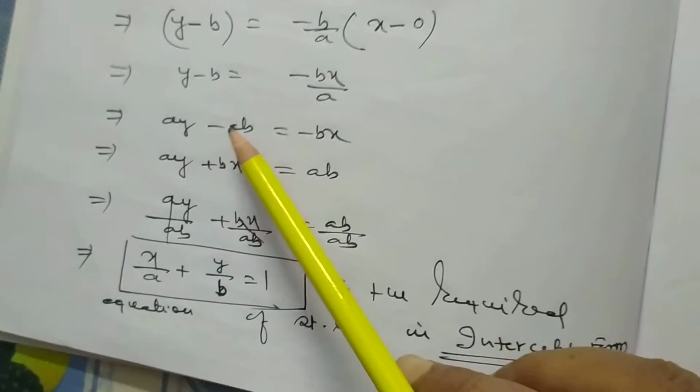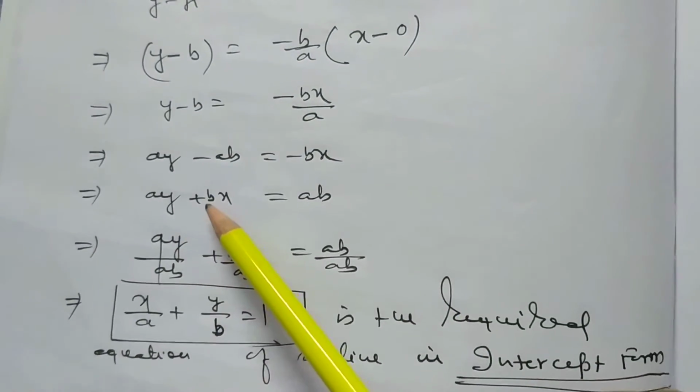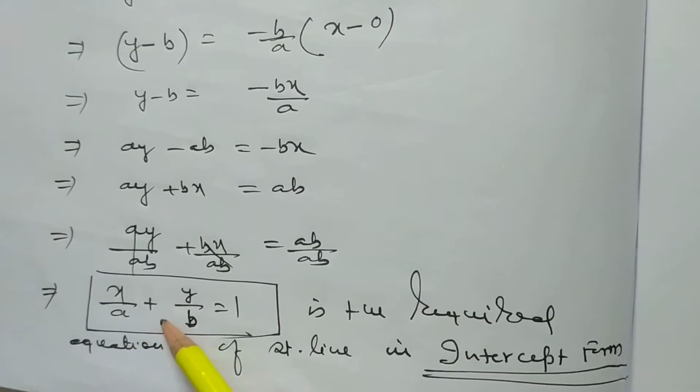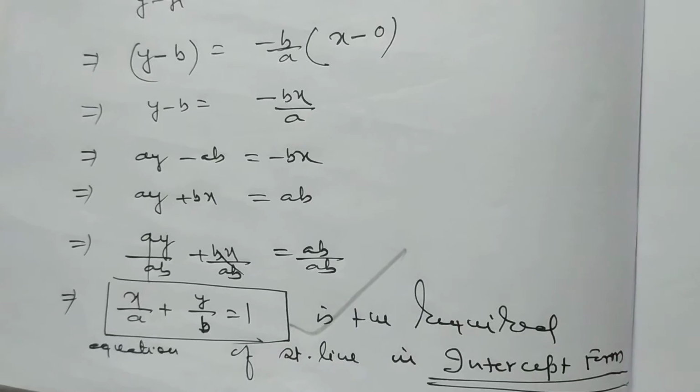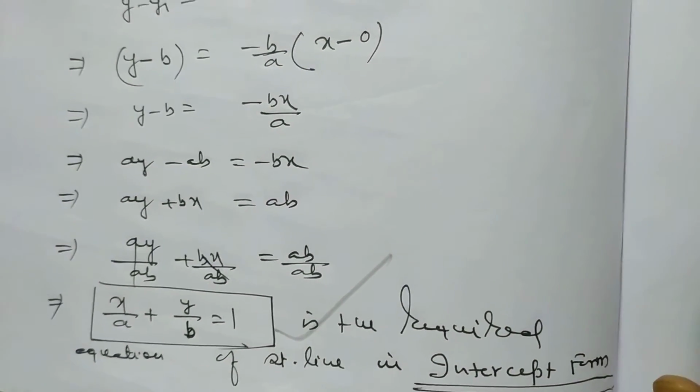So it will be ay minus ab is equal to minus bx. It will be ay plus bx is equal to ab. So x by a plus y by b is equal to 1 is the required equation of a straight line in intercept form.